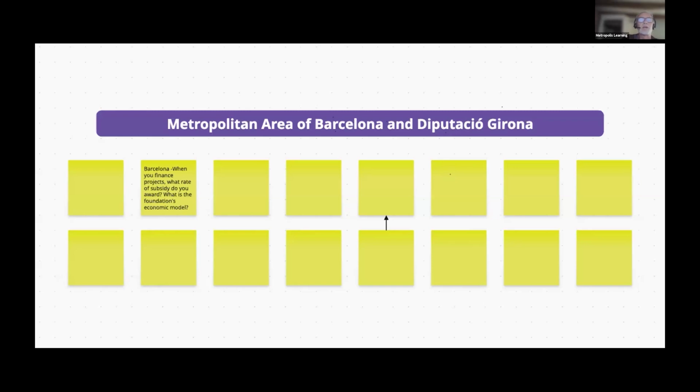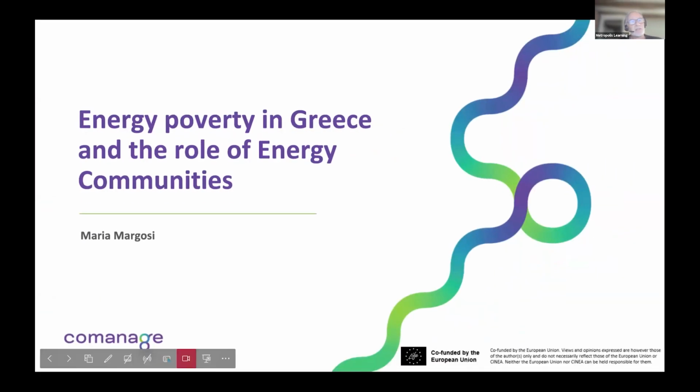So now we're going to jump into the second part that's more thematic. As I said, we're going to talk about how to tackle energy poverty and how we can tackle it through the energy communities. So we start with the case study of Maria Margosi in Greece. Thank you.